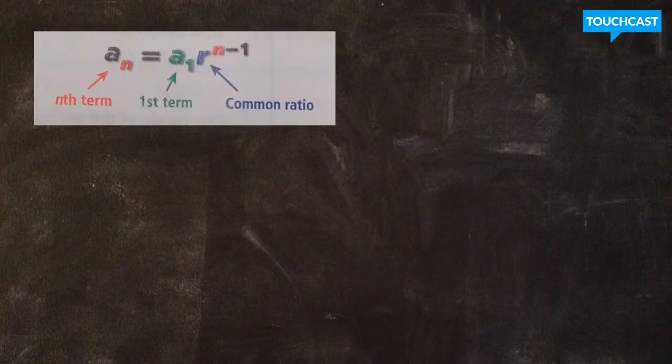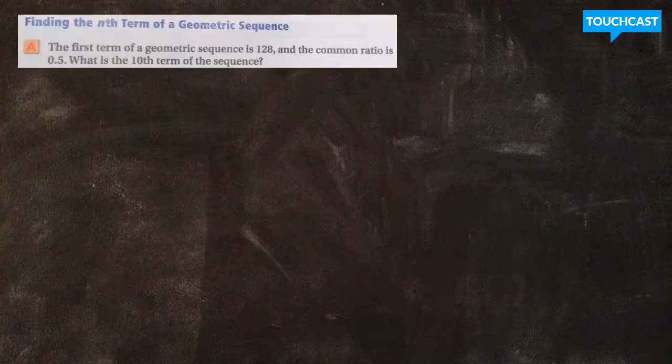So just like for an arithmetic sequence, there is a formula for finding the nth term of a geometric sequence. It is a sub n is equal to the first term times the common ratio, and that common ratio is raised to the power of n minus 1. So let's look at an example of how we're going to use that formula to find the nth term. So the first term of a geometric sequence is 128, and the common ratio is 0.5. We need to find the 10th term of the sequence.